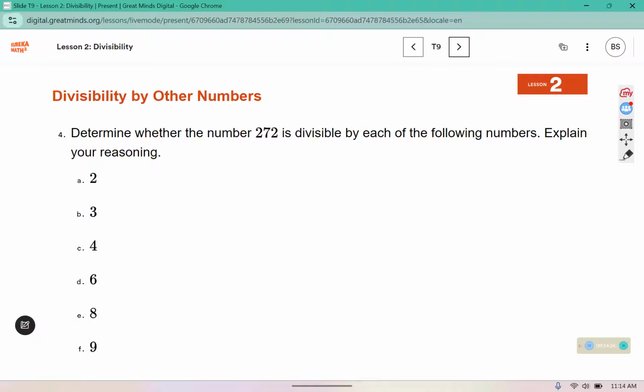Determine whether the number 272 is divisible by each of the following numbers. Explain your reasoning. Yes, it is even. The last number is an even number, so it is divisible by 2.